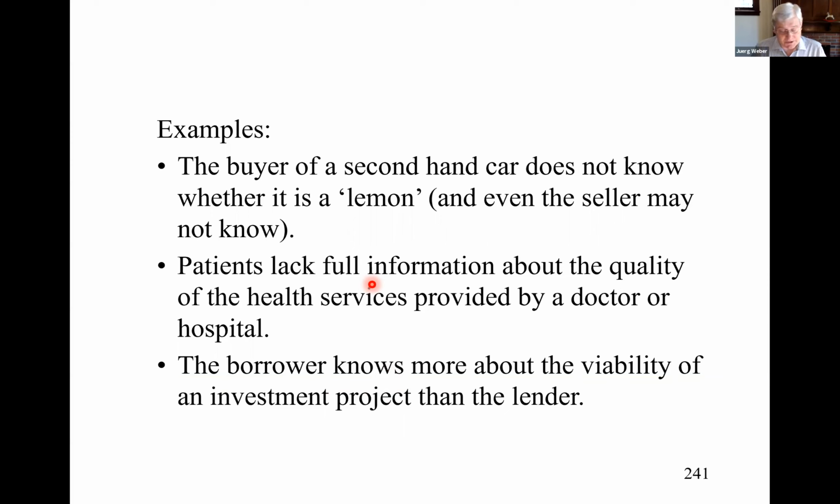So there are other examples. There are a lot of examples. For example, in education, when you decide about studying at the university, you don't know in advance whether the program is good. You know afterwards, when you have taken the courses, whether they are good. But in advance, you will not know it. You don't have complete information.